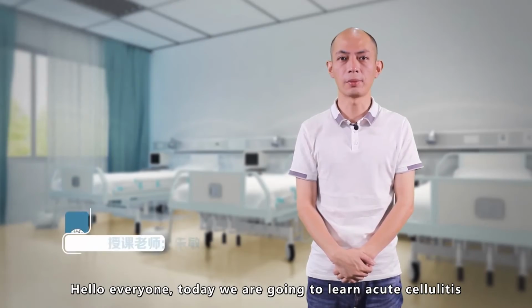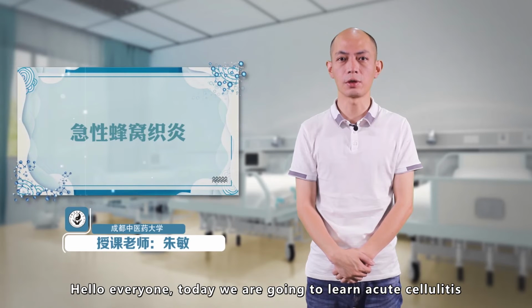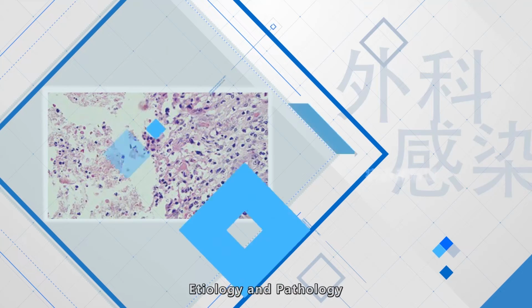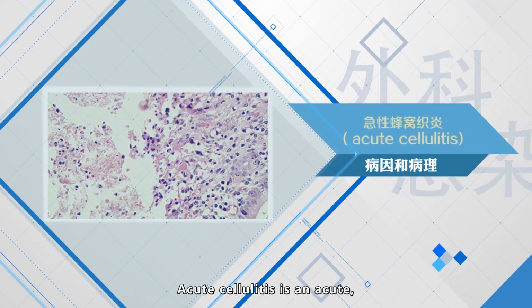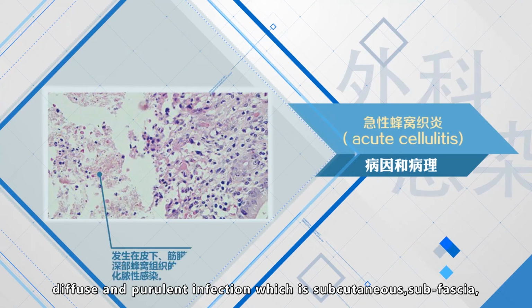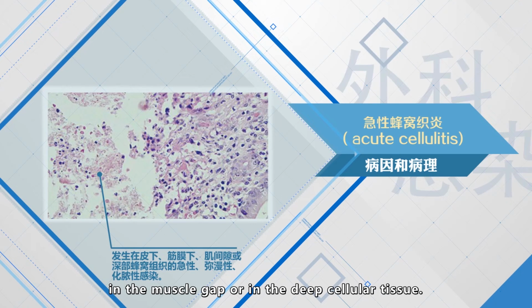Hello everyone, today we are going to learn acute cellulitis, etiology and pathology. Acute cellulitis is an acute, diffuse and purulent infection which is in the subcutaneous tissue, subfascial muscle gap or in the deep cellular tissue.